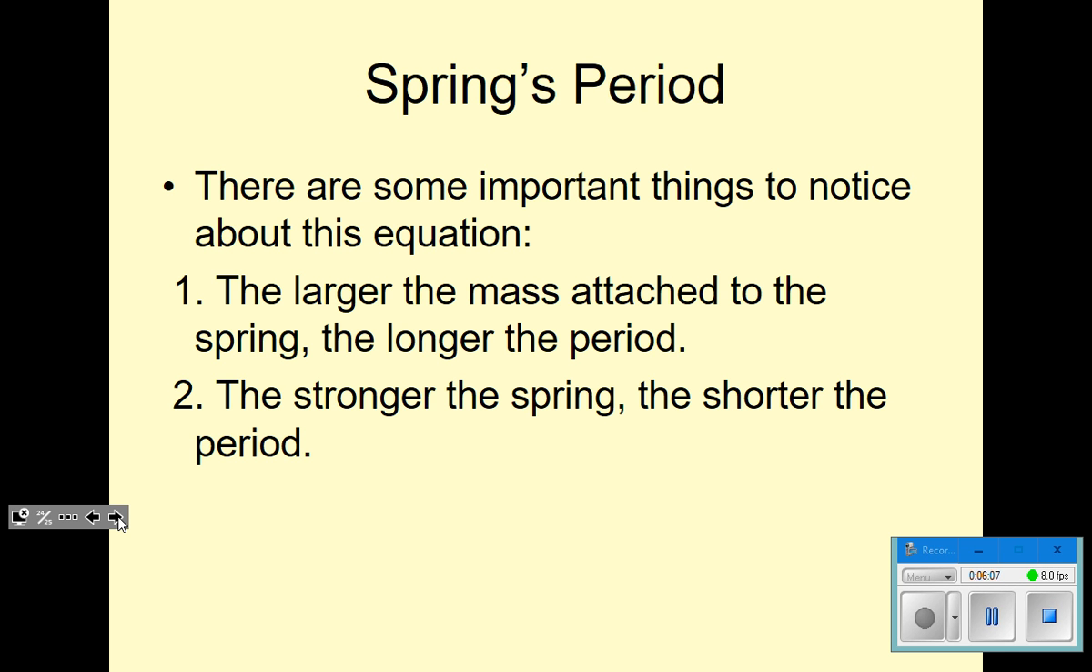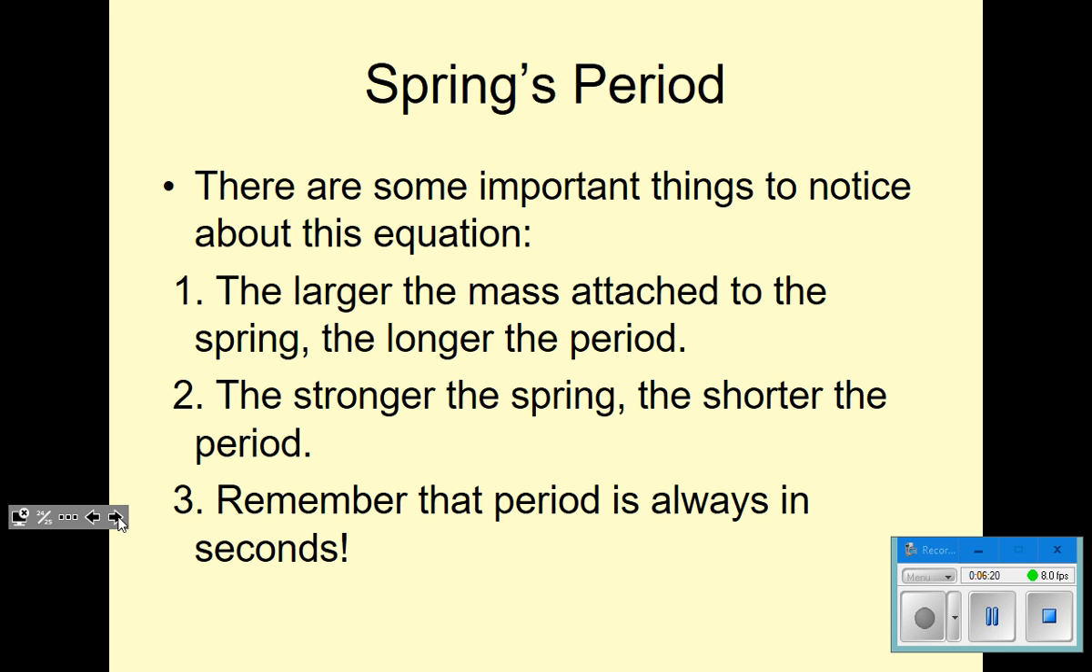It's kind of why the shocks on your car have a really large spring constant, so your car doesn't oscillate or bounce up and down the road very much. And remember, period is always going to be in seconds. Always. It is a time value, so it's always in seconds.